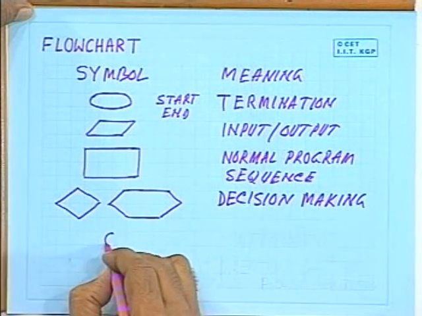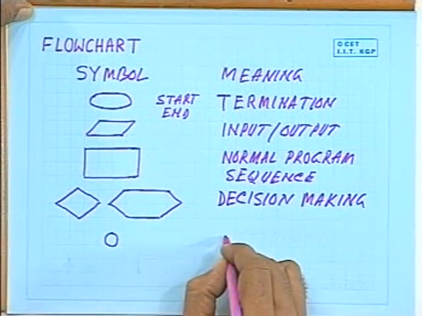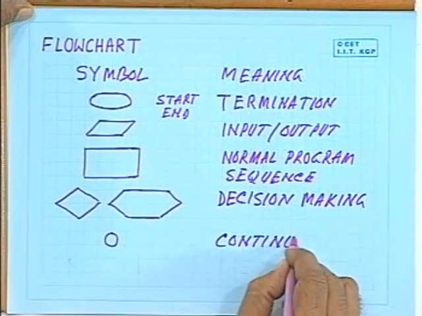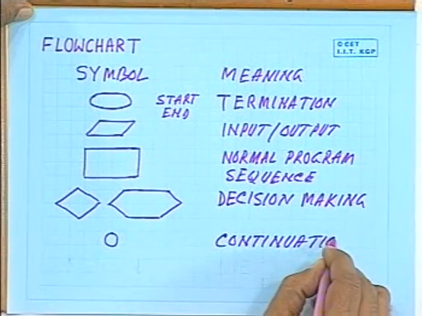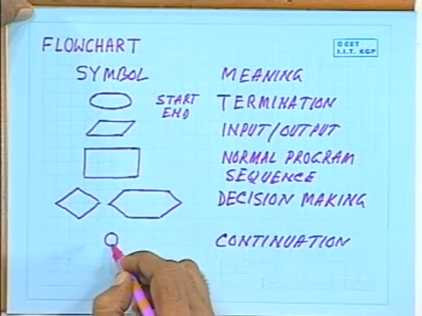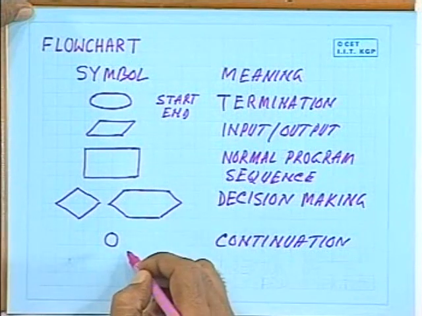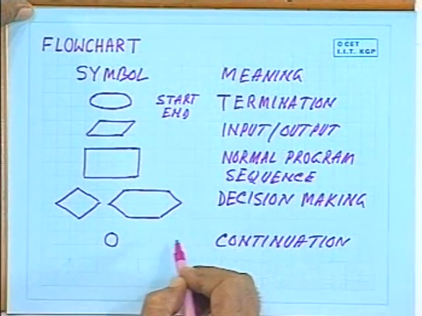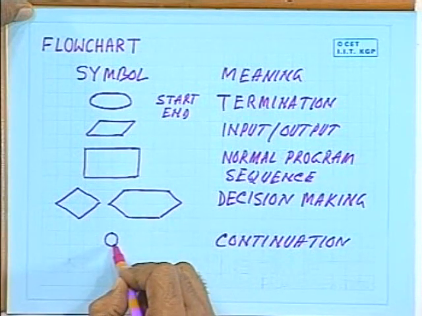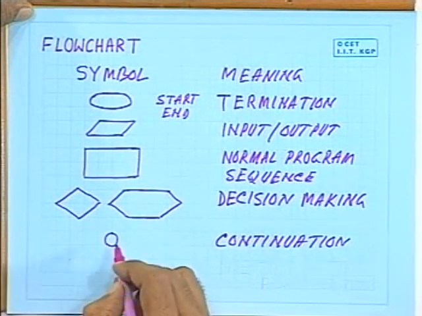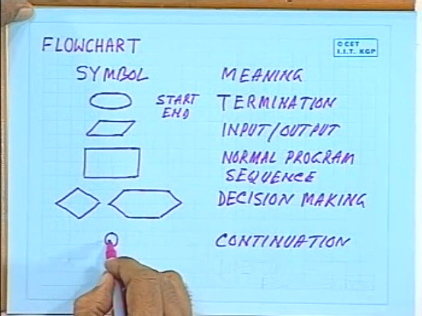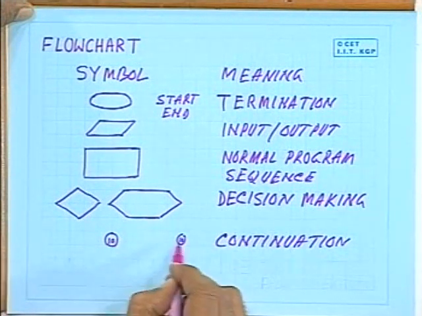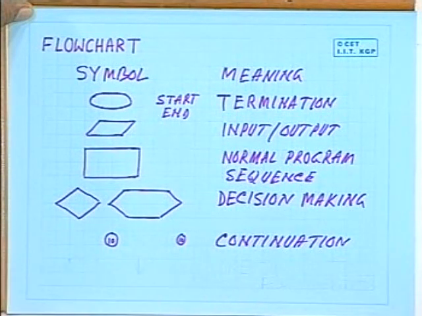Then you have got continuation symbols, with the help of which, suppose on a particular page you are not able to write the flowchart, so you want to continue to the next stage, that can be done with the help of these continuation symbols. And you can write some number inside it, say 10, and where the next one will start you can write 10 as well. That means these two are the same points of the program.